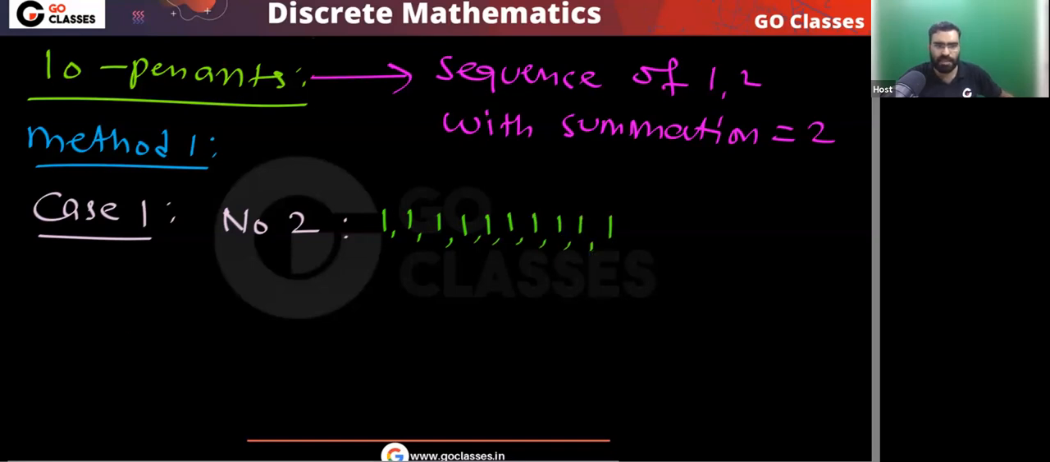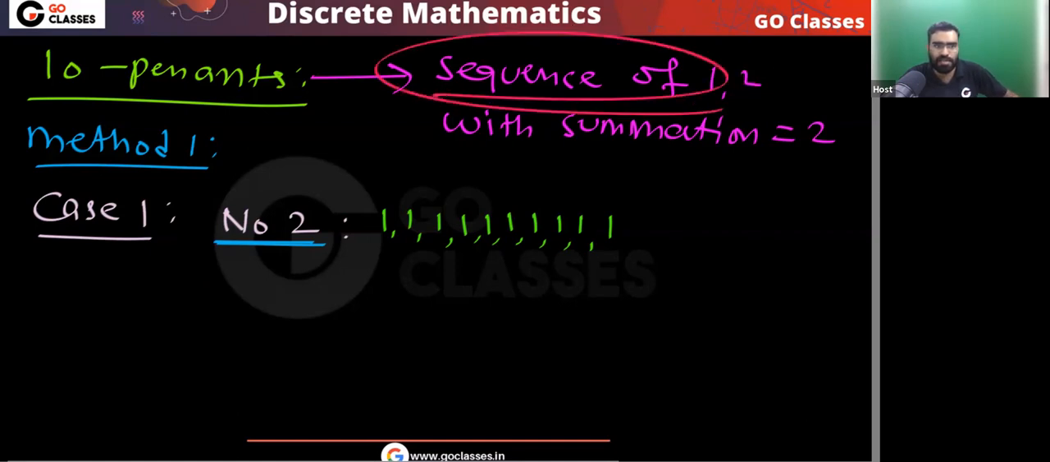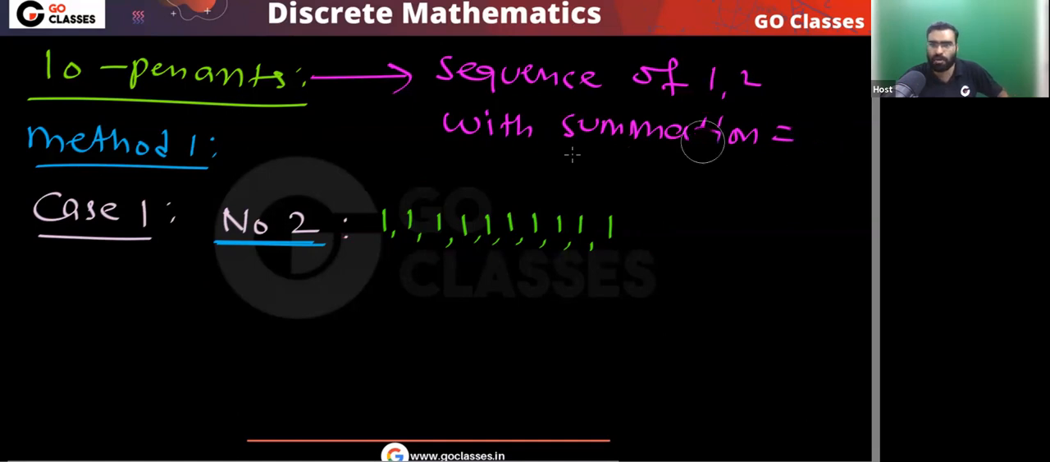Is this point clear? If you are using no 2 in case number 1, this 2 I am not going to use. It means a sequence of 1s. The summation should be equal to 10.